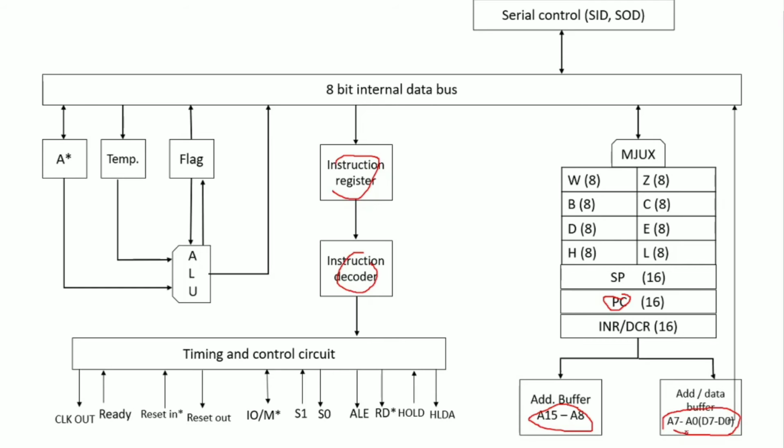pins are A7 to A0 and D7 to D0. Basically, this is a multiplex bus in which address can be present or data can be present. So don't worry about it. I will explain this stuff in the pin diagram video. So let's get started from where we have left.